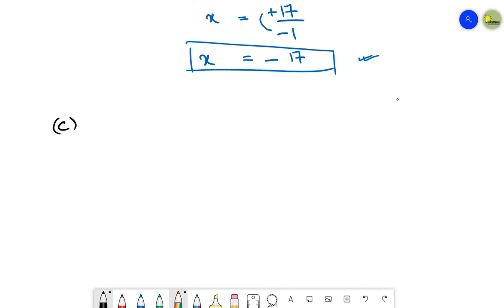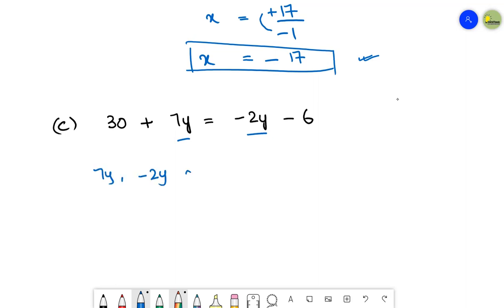In part C, I am having 30 plus 7y equals to minus 2y minus 6. First of all, what is needed over here? Just find out the like terms. 7y that is present on left hand side and minus 2y that is on right hand side. Both are like terms. 7y and minus 2y are like terms.